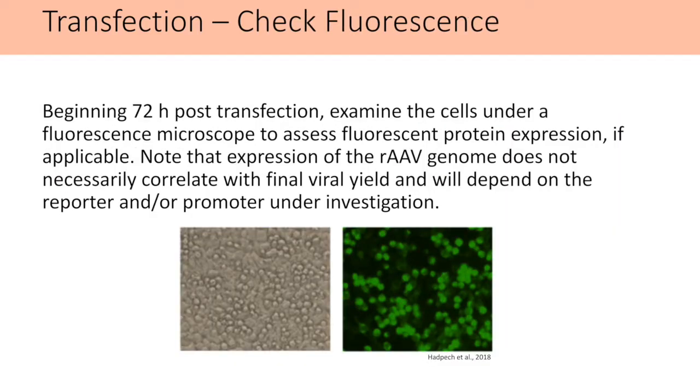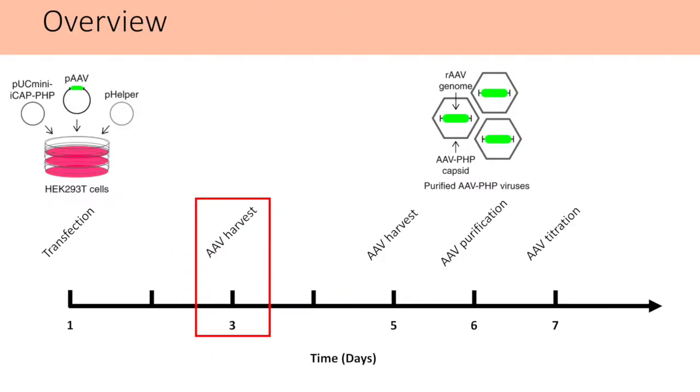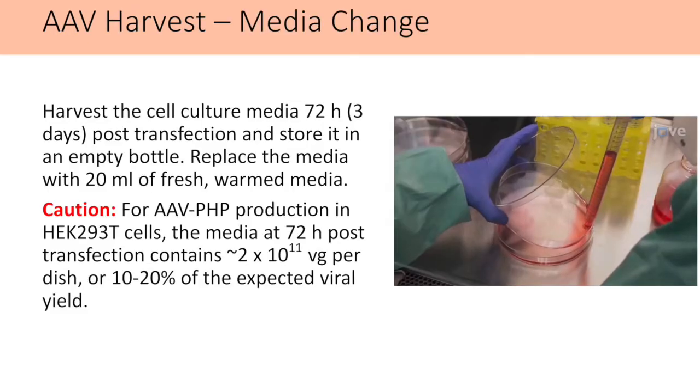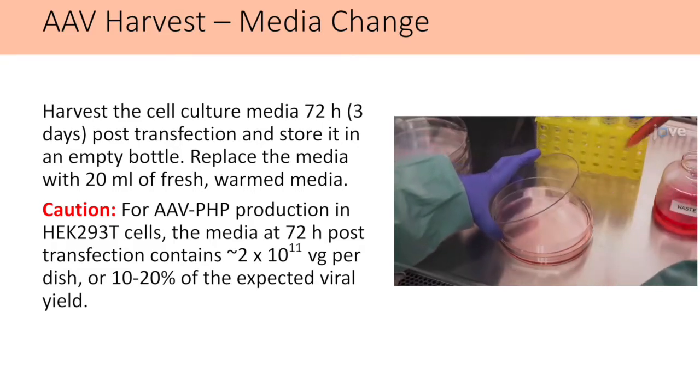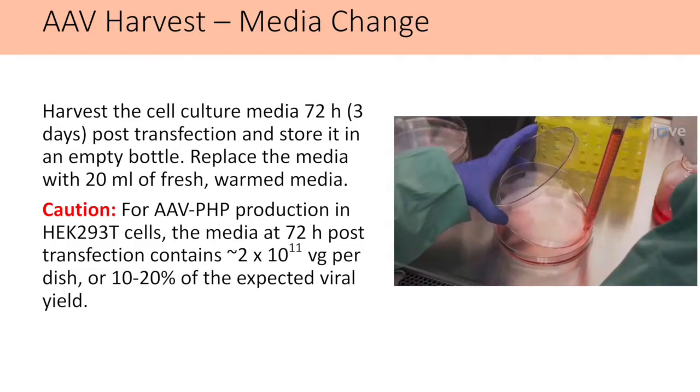About 72 hours after transfection, you should be able to see transgene expression, and most AAV genomes contain a fluorescent protein for this purpose. On day 3, you'll collect the media and replace it with fresh. This media will contain 10 to 20% of the expected viral yield, and the cells will require fresh media to continue healthily producing virus through the remainder of the protocol.